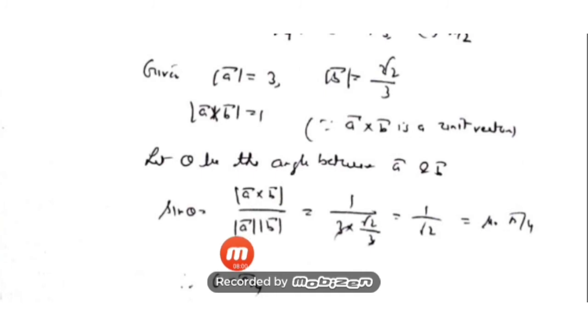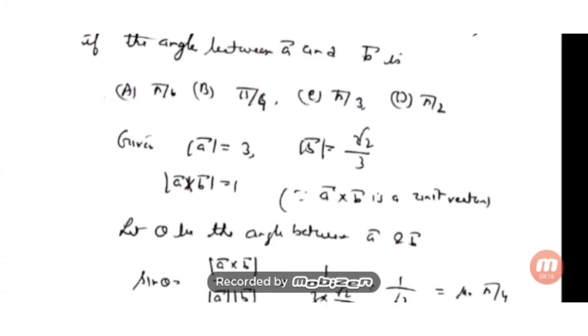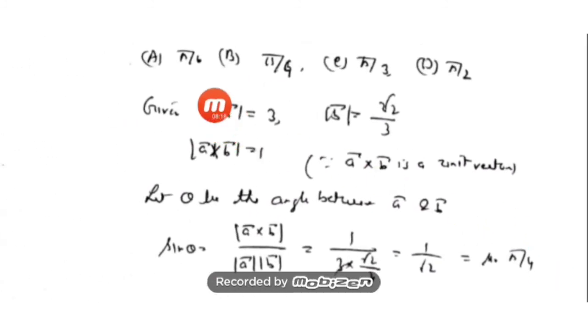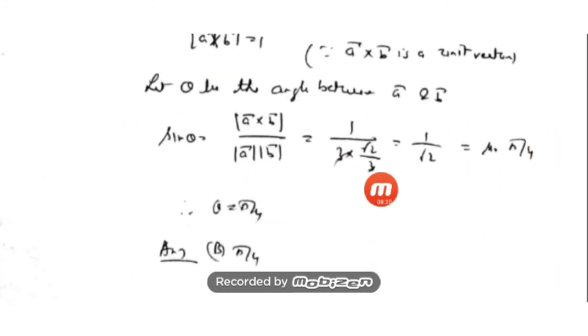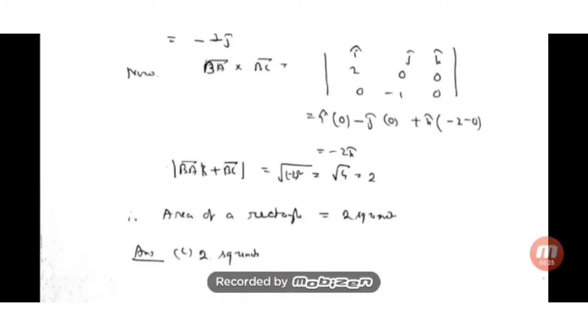Sin theta is magnitude of a bar cross b bar by magnitude of a into magnitude of b, which is 1. Substitute the values: magnitude of a is 3 and magnitude of b is 2 by 3, which cancel out, and we get 1 by root 2. Sin pi by 4 is 1 by root 2, so theta is equal to pi by 4. This is our answer, that means your correct option is b. So I have written here the answer is b, pi by 4.